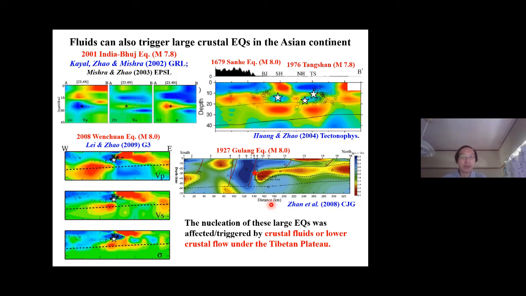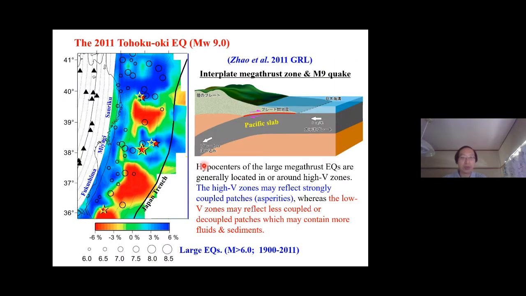Now let me show you the image in the source zone of the 2011 Tohoku earthquake here in Japan. This huge earthquake occurred in the megathrust zone between the subducting Pacific plate and the overlying North American plate. So this red line shows the fault zone.